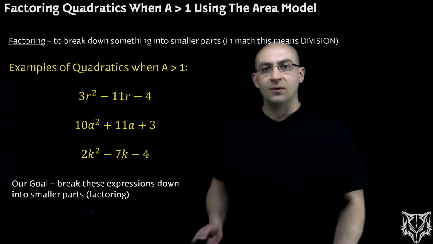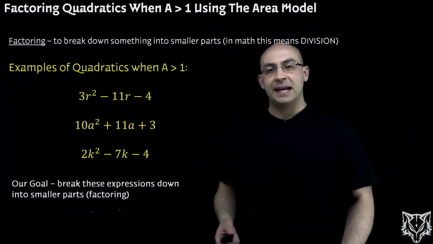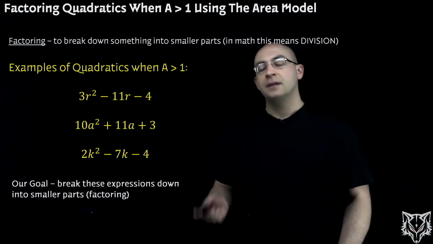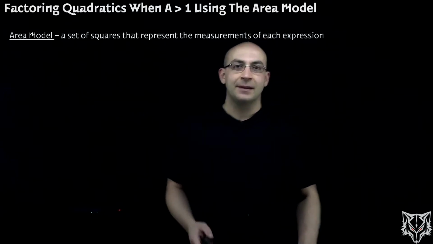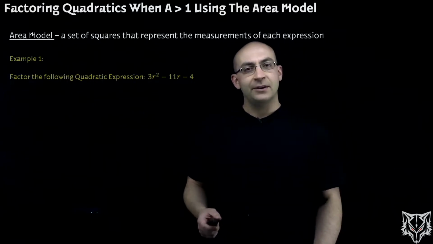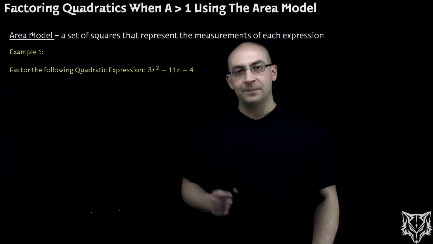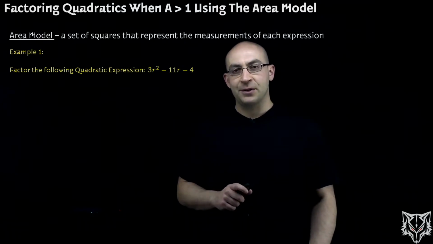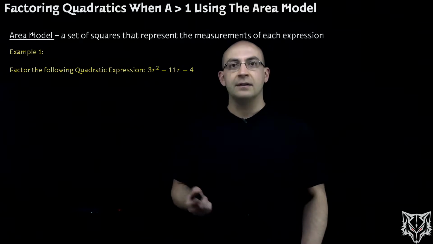And again, our goal for the day is to break these expressions down into their smaller pieces by factoring, and we're going to do that by the area model. Okay, so again, here is the area model. Let's take example 1. Factor the quadratic expression 3r squared minus 11r minus 4.